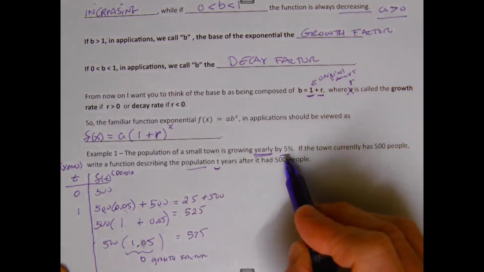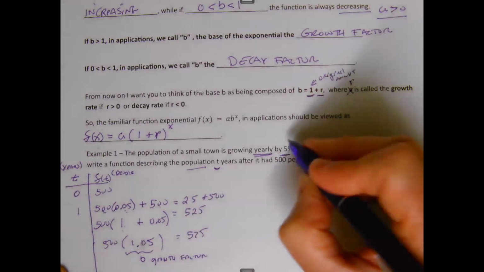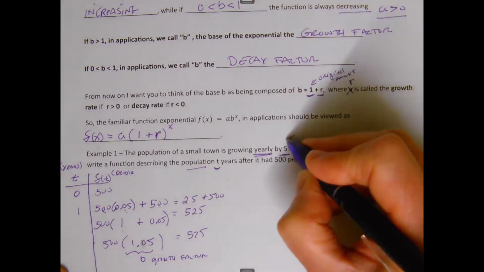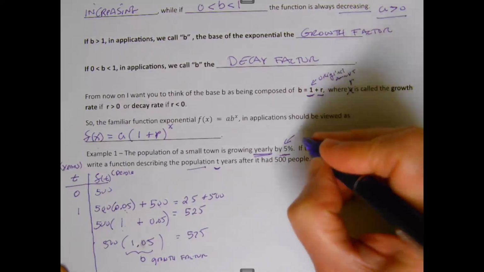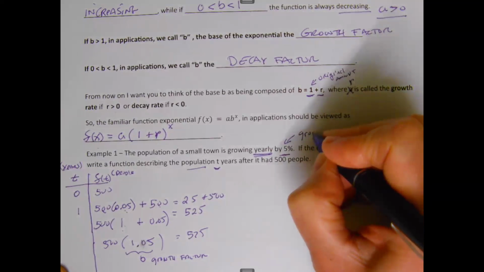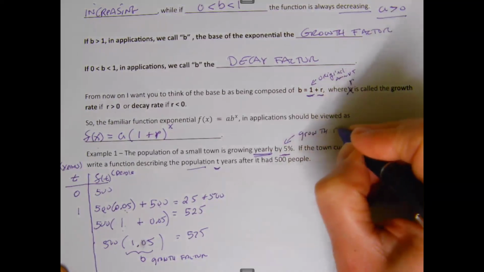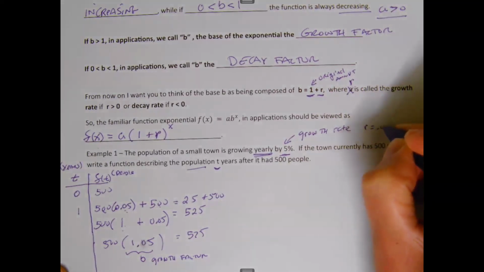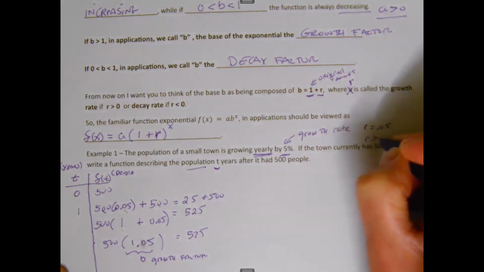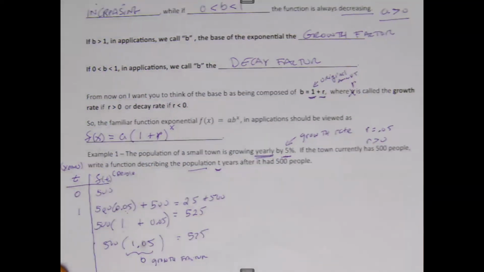What is this 5%? Well, the 5% is the R. So this must be, and it's greater than 0, so this must be your growth rate, since again, R equals 0.05 and R is greater than 0. Okay.